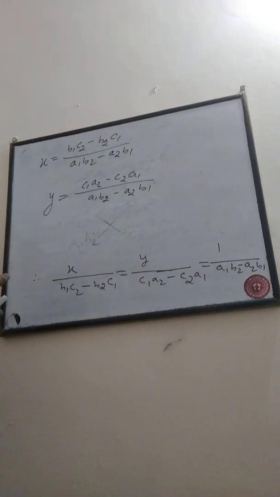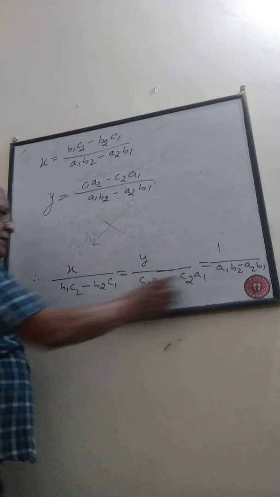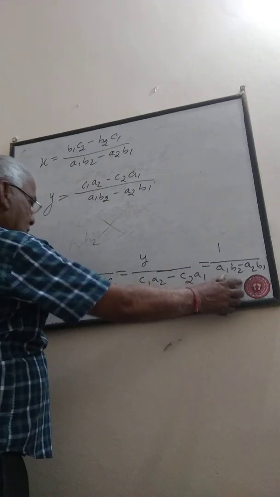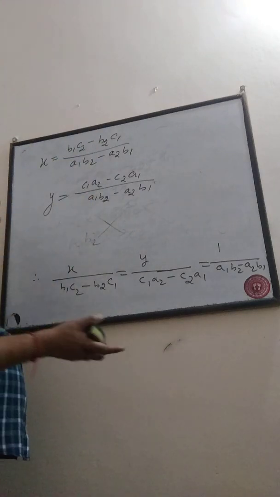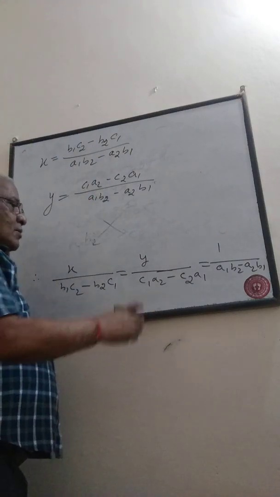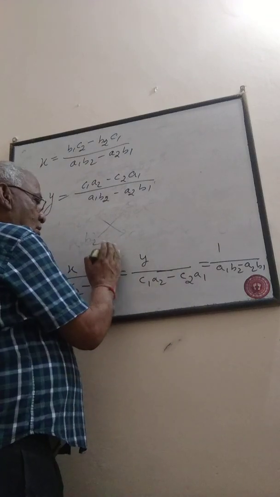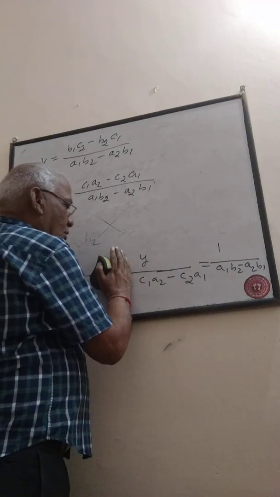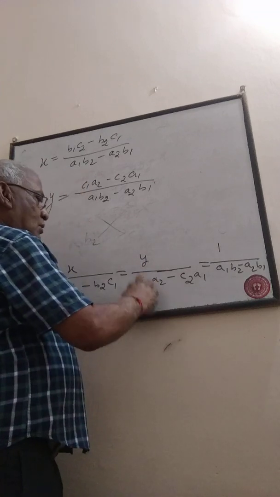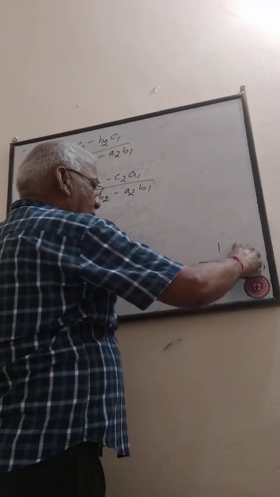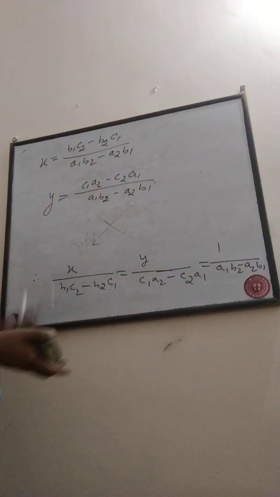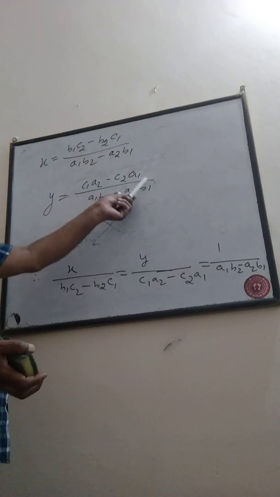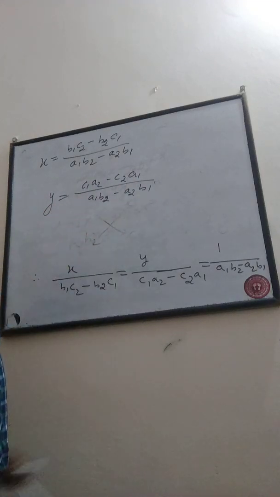Because when solving for x you take this and this, so this goes in the numerator and you will find x. Solving for y, you take only this much portion, so y equal to this will go here, and this upon this you will get as c1 a2 minus c2 a1 upon a1 b2 minus a2 b1.